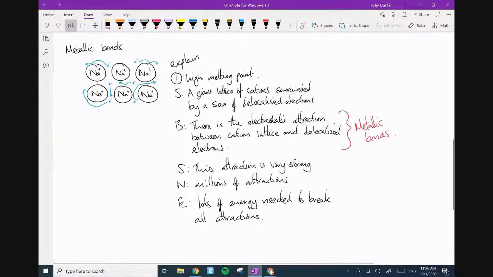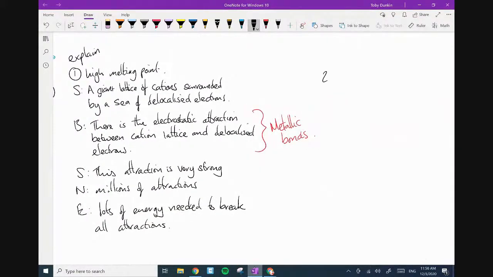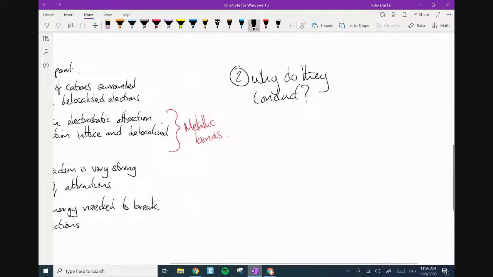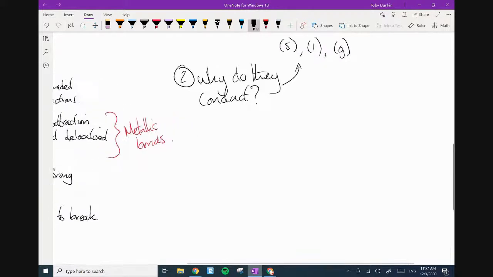Okay, so what we also need to do is explain why they conduct electricity. So number 2, why do they conduct? Can I just point out that they conduct in all states. Metals conduct as solids, liquid, and gas, amazingly. Metals always conduct. Always. And that's an important thing now. They never, ever not conduct electricity.